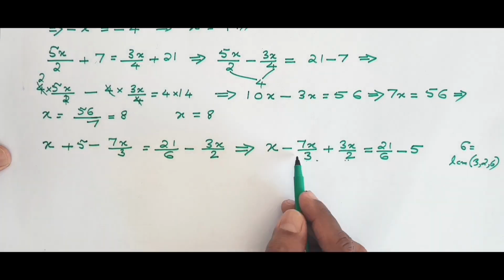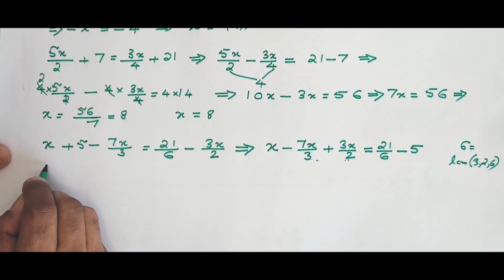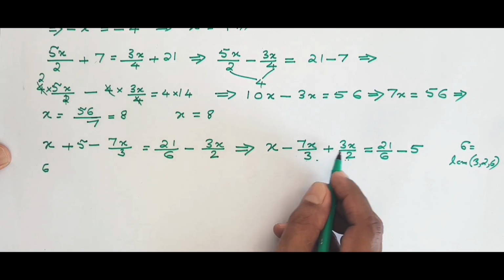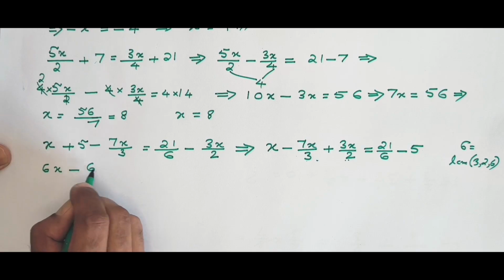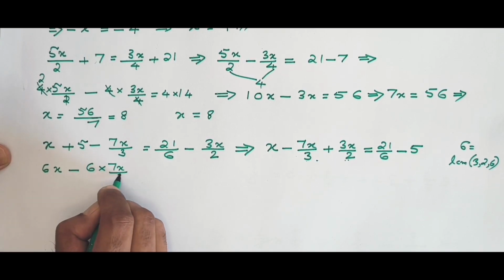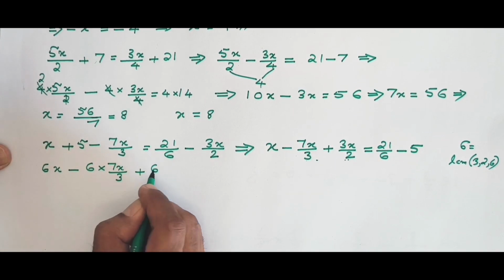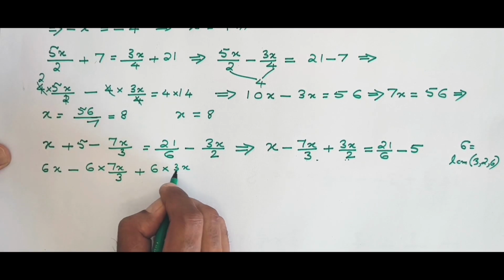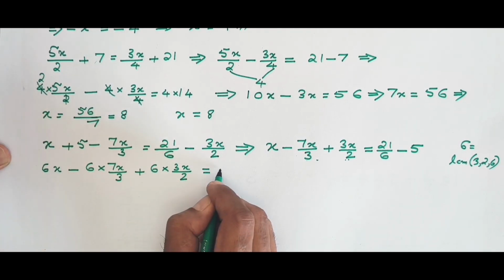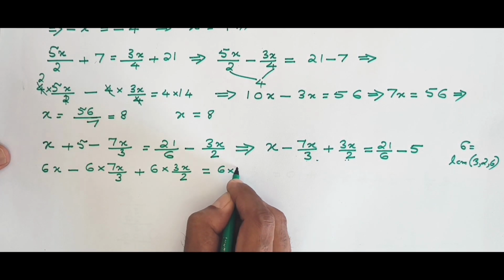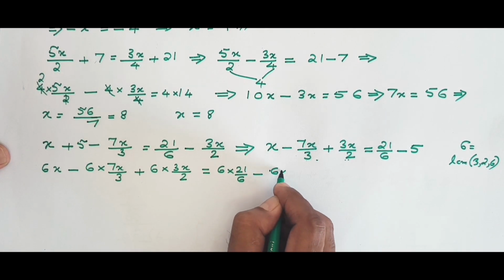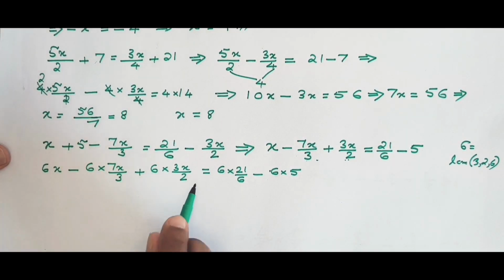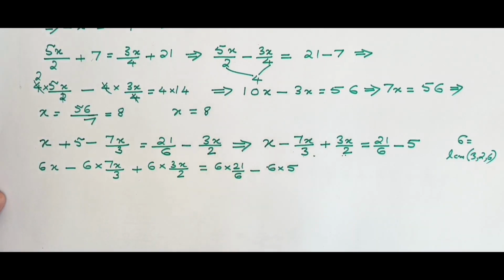Now when multiplying the equation throughout by 6, on the left you should multiply all the three terms. First term will give you 6x minus 6 multiplied by 7x divided by 3 plus 6 multiplied by 3x divided by 2. On the right side, what do you have? There are two terms. So you multiply the first term by 6. After that, multiply the second term. Don't forget to multiply each and every term. Be careful when doing this.